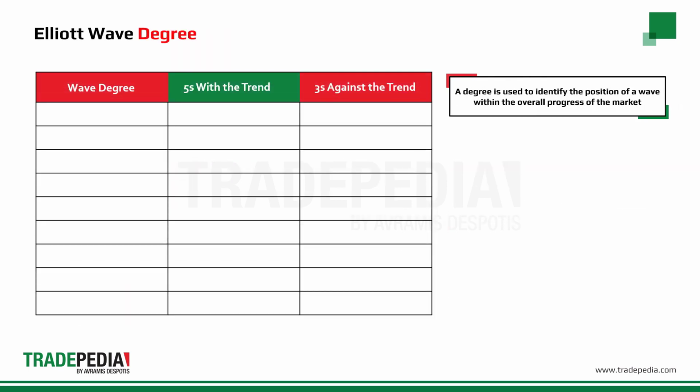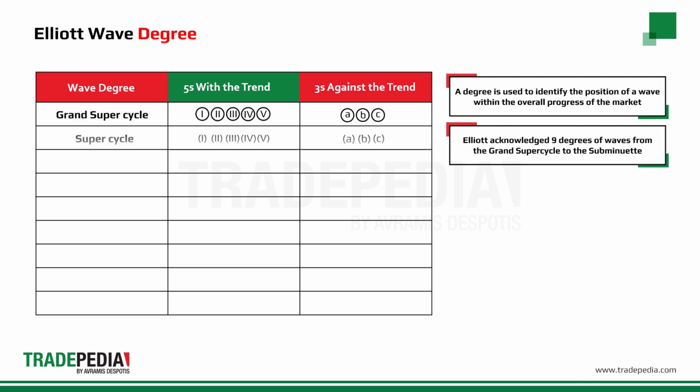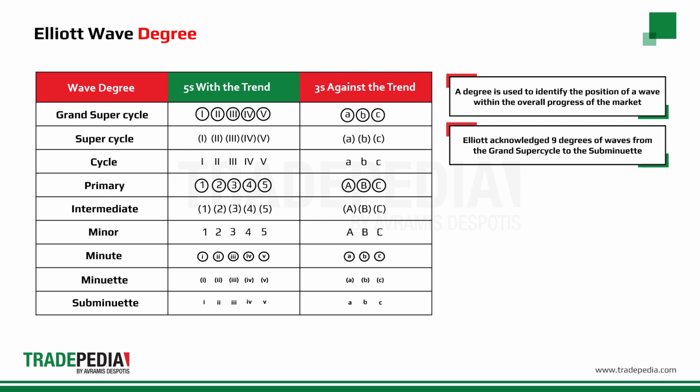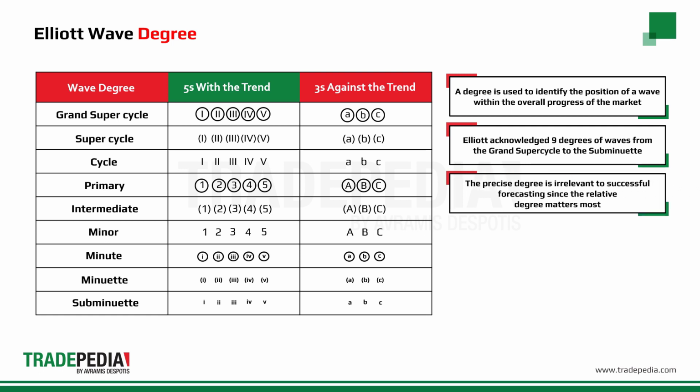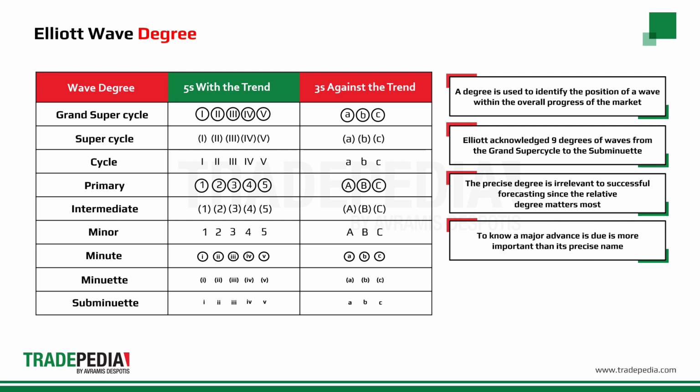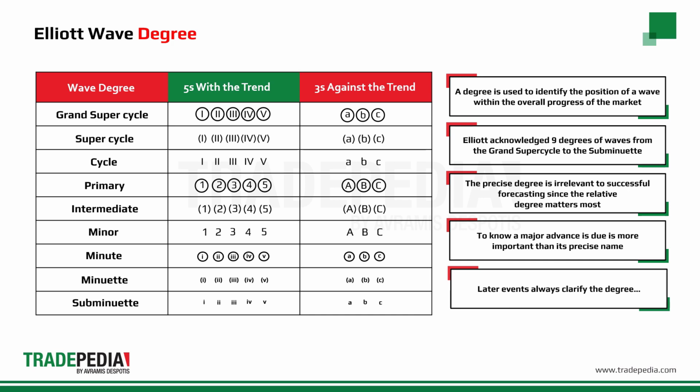The relative wave degree is used by analysts to identify the position of a wave within the overall progress of the market. Elliott acknowledged 9 degrees of waves from the grand supercycle degree, which is usually reflected in monthly timeframes, to subminuette degree, which is reflected on hourly timeframes. Although this sounds confusing, you shouldn't be confused, because the precise degree is usually irrelevant to successful forecasting, since it is the relative degree that matters most. To know a major advance is due is more important than its precise name, and later events always clarify the degree.